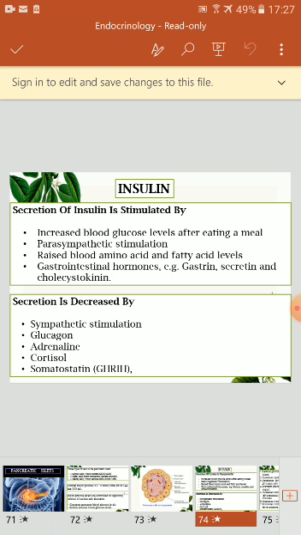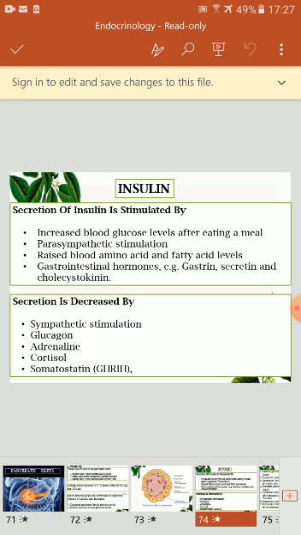Okay, insulin, as we have studied, is secreted from the beta cells of pancreatic islets. Its secretion is stimulated by increased blood glucose level after eating a meal, parasympathetic stimulation, which is basically a rest and digest condition, raised blood amino acid and fatty acid levels, and GI hormones like gastrin, secretin, and cholecystokinin. So these are some factors in which the secretion of insulin is stimulated.